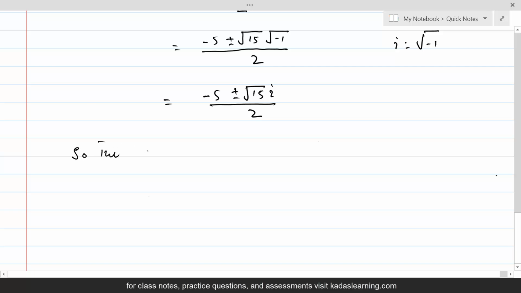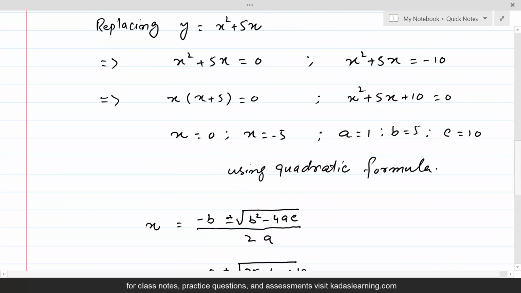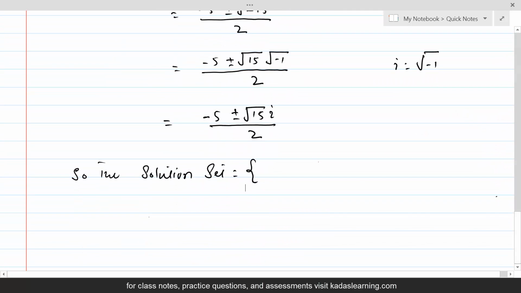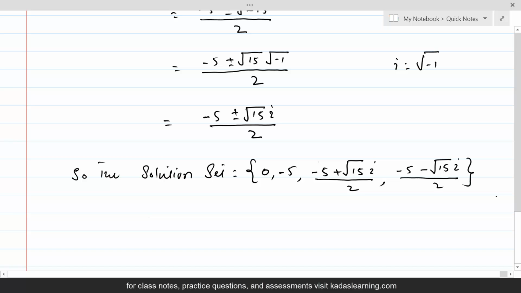So the solution set is equal to all these 4 values, and what were the values? 0, minus 5, minus 5 plus square root 15 iota divided by 2, and minus 5 minus square root 15 iota divided by 2. So this is the solution set.